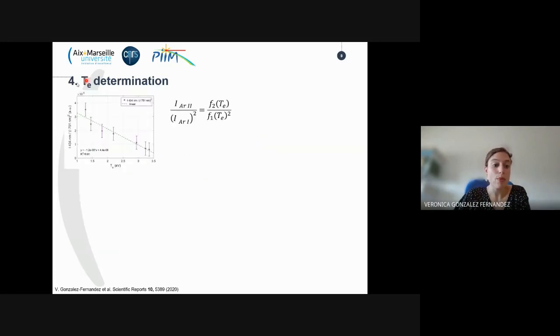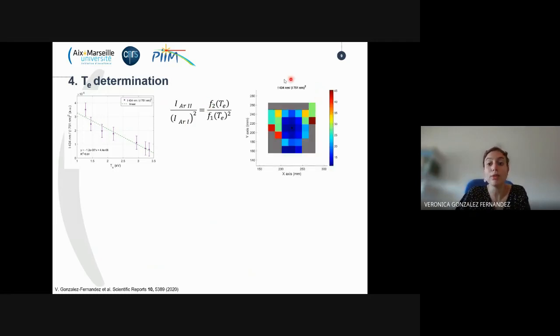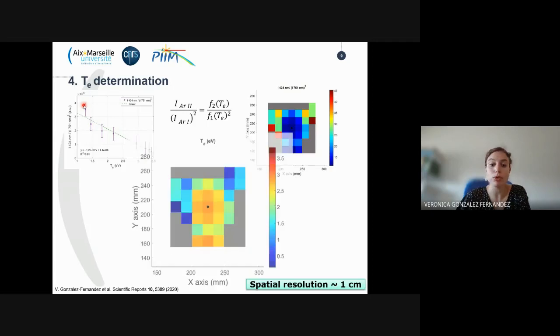So, with our fit, our relationship, that is also expressed here, we can have this 2D map of the intensity ratio of our second excited state and the square of the first excited state, to have this kind of light intensity map. And with the value of each pixel and this relationship, we are able to determine the electronic temperature in each pixel with a spatial resolution of about 1 centimeter.